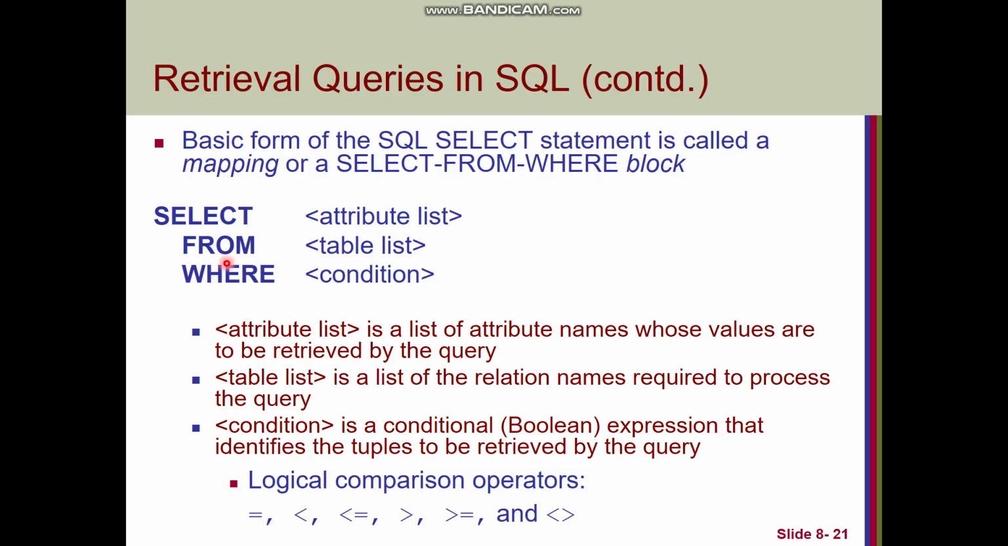Then we have to say which table we are including, and then we have a where clause, if there is any condition. If we want everything from the table, we can simply say select star from the table name. If we have some conditions, we are going to say select, give the attribute list, then from, the table list, and the condition. In where, the condition can have comparison operators like equal to, less than, greater than, less than or equal to, and not equal to. So this sign is for not equal to.